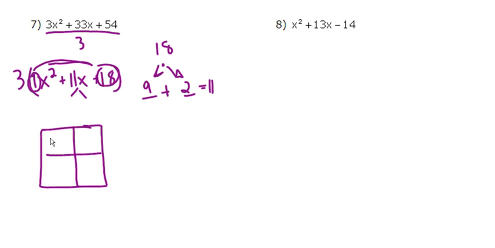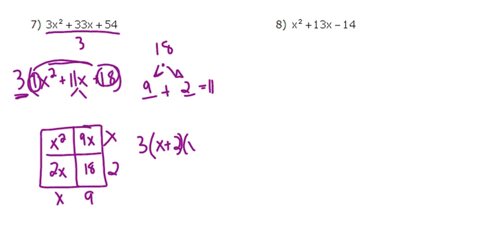So my first term is the x squared. My middle term splits into 9x and 2x. And my last term is 18. So horizontally, I can take out an x and a 2. Vertically, an x and a 9. So remember, I took out the 3 originally, so that has to be part of my answer. That goes out in front. And then I have x plus 2, x plus 9.